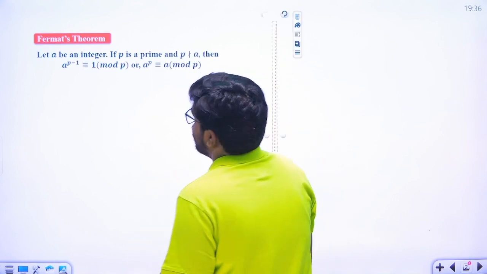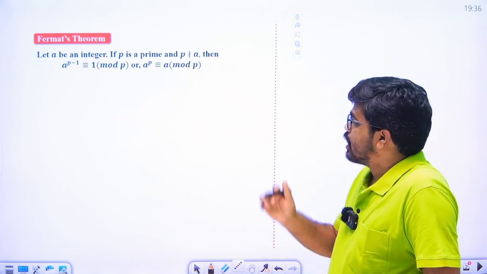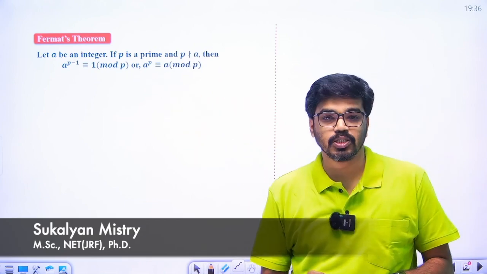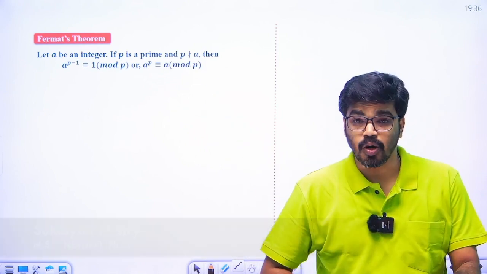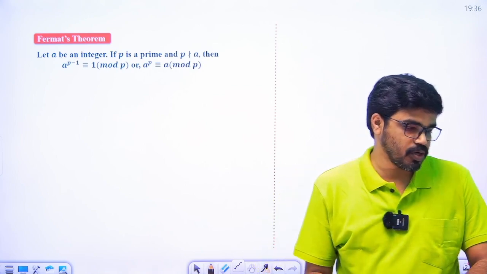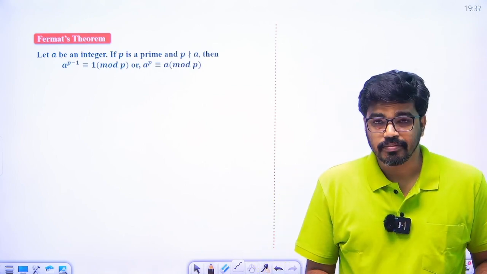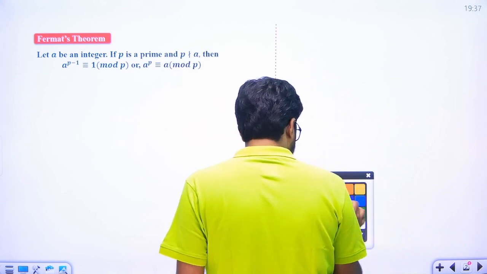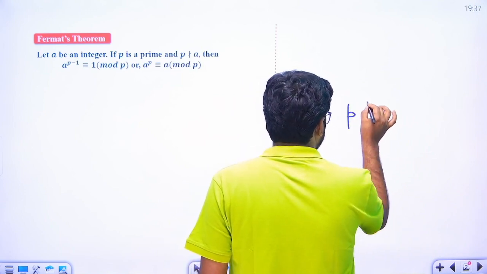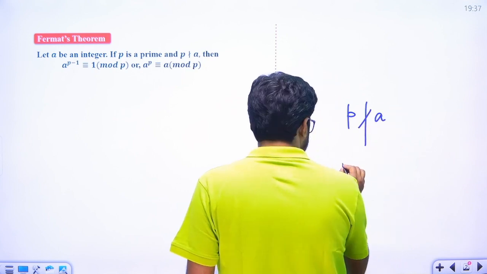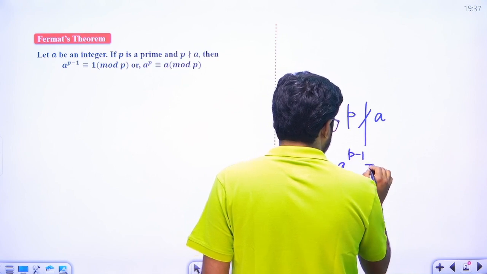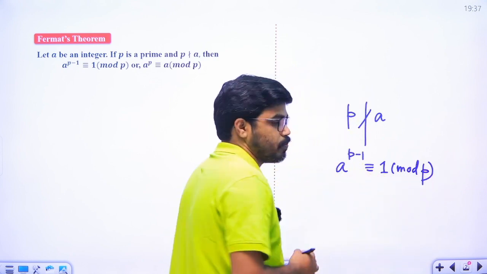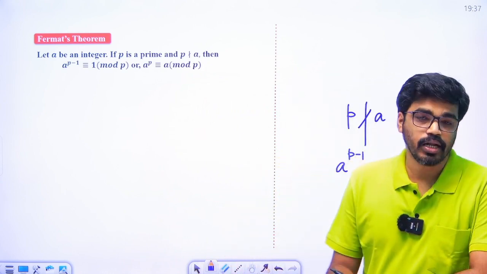Note this statement. Let A be an integer. If P is prime and P does not divide A, then A to the power P minus 1 is congruent to 1 modulo P. Fermat's theorem states that if P is prime and P does not divide A, then A to the power P minus 1 is congruent to 1 modulo P.